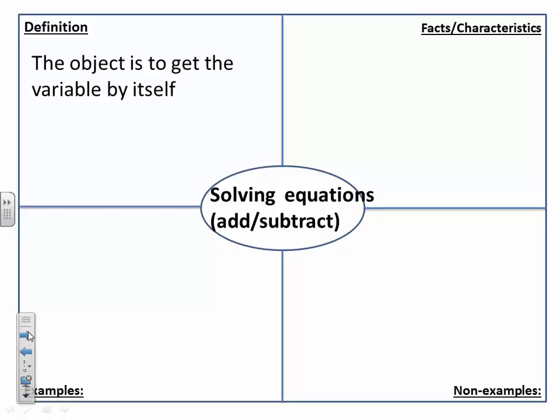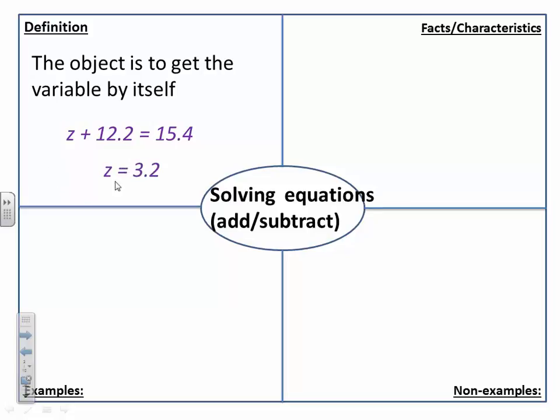The object of solving equations is to get the variable by itself, because if we get the variable by itself, we will have x equals an answer or y equals an answer, that type of thing. That's the point. So, for example, this is an equation. Remember this is an equation because you have an equal sign. That makes it an equation. Some of you say it has an answer. I'll take that.